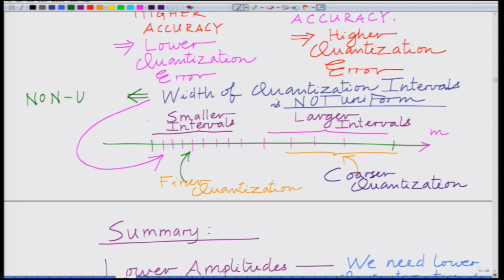This is a technique of non-uniform quantization, because the width of the quantization intervals is different. Alright, different intervals have different widths. Naturally, we said that the quantization intervals in the lower amplitude region need to be finer, they need to have low widths, and the quantization intervals in the larger amplitude region need to have larger widths, alright, coarse quantization.